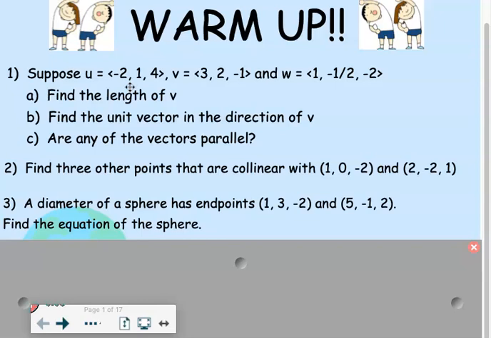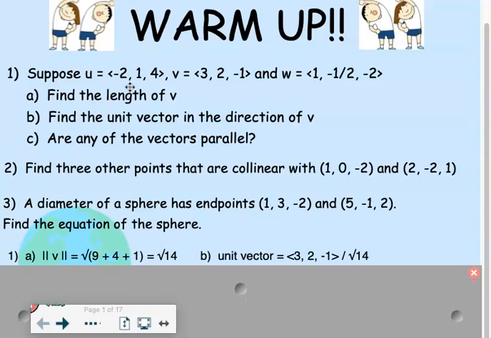So, warm up today. Suppose we have the vectors u, v, and w. Find the length of v. I think you can all find a length now, right? It's like a three-way distance formula. So this is the square root of 3 squared plus 2 squared plus negative 1 squared. So you end up with root 14. And looking at your boards, it looks like you all got root 14. So that is fine. Good.